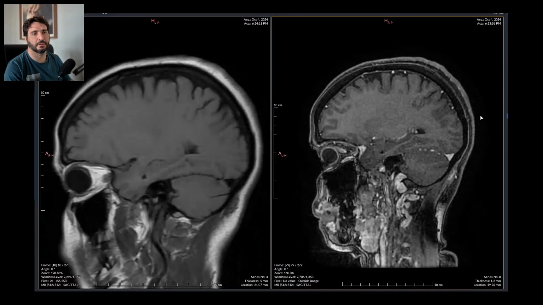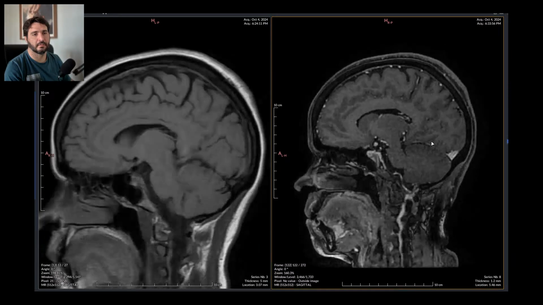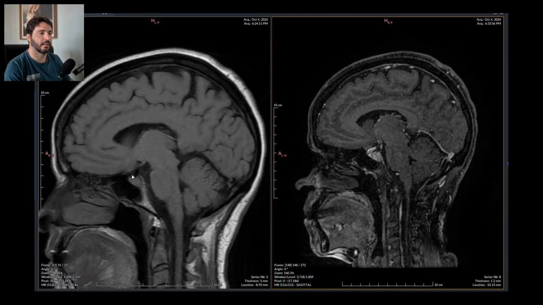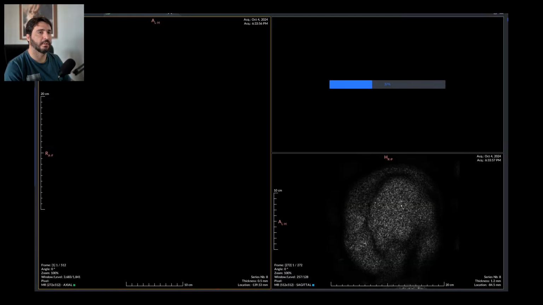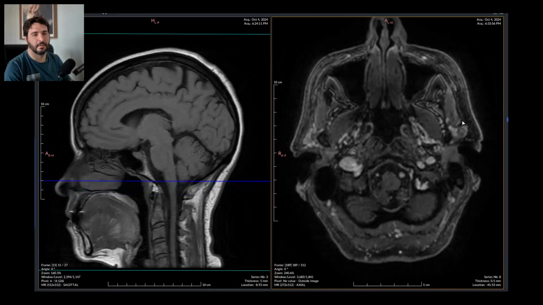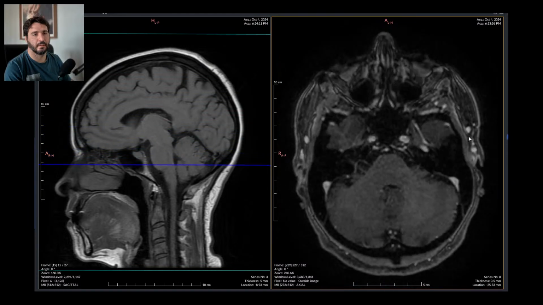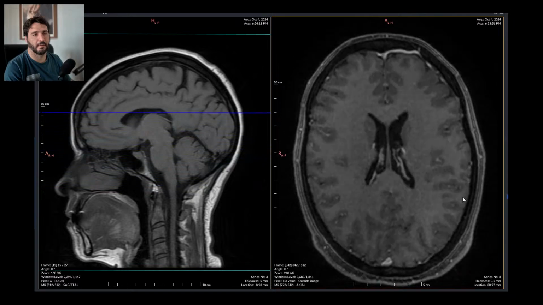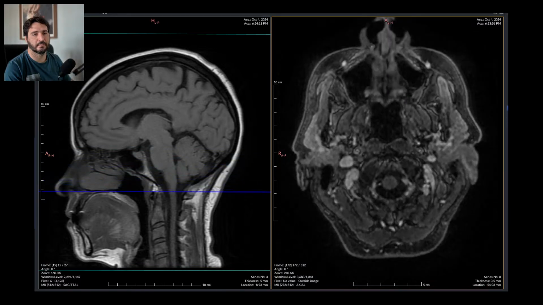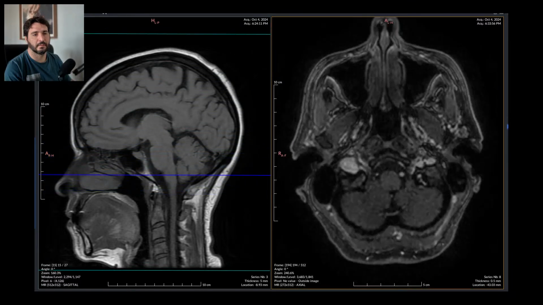They did a sagittal volumetric T1 for contrast enhancement. It's fine. Looks all right. Pituitary gland is okay. Let's just grab an MPR, an axial MPR, and axial view looks fine. Normal.